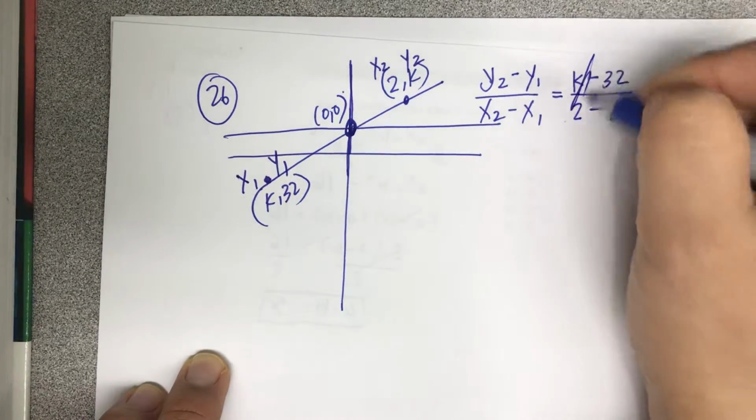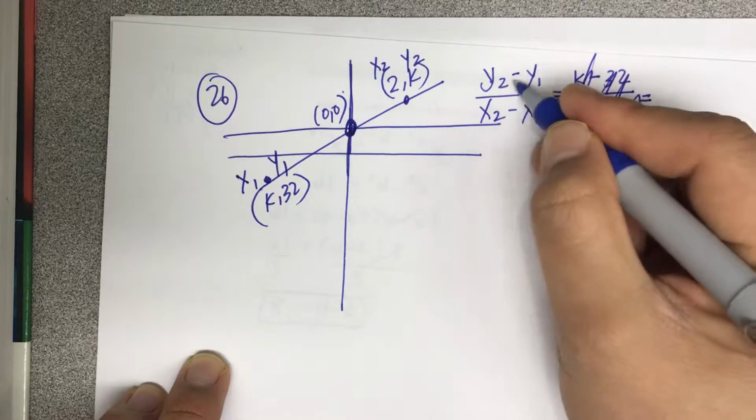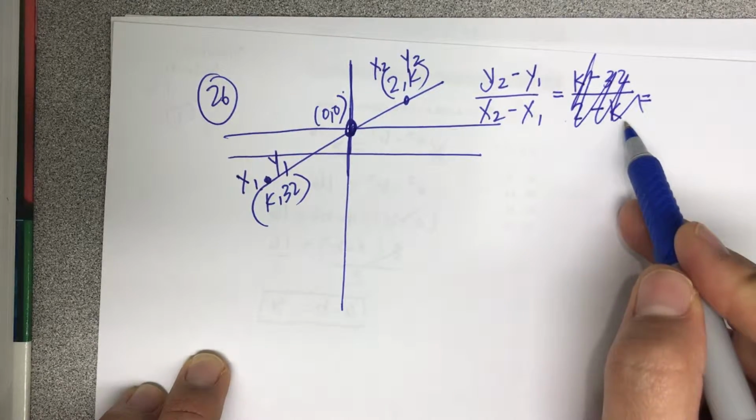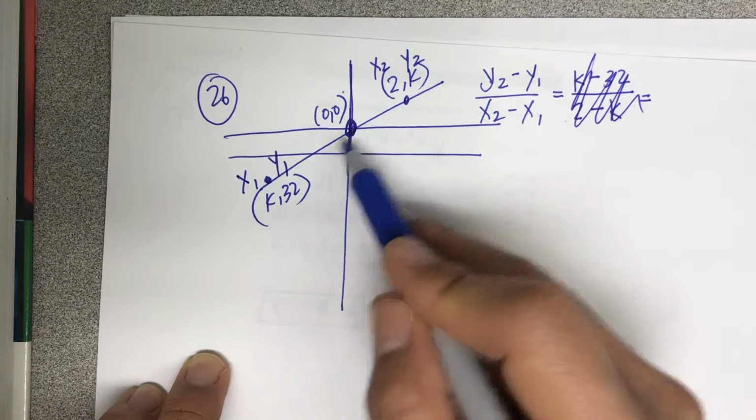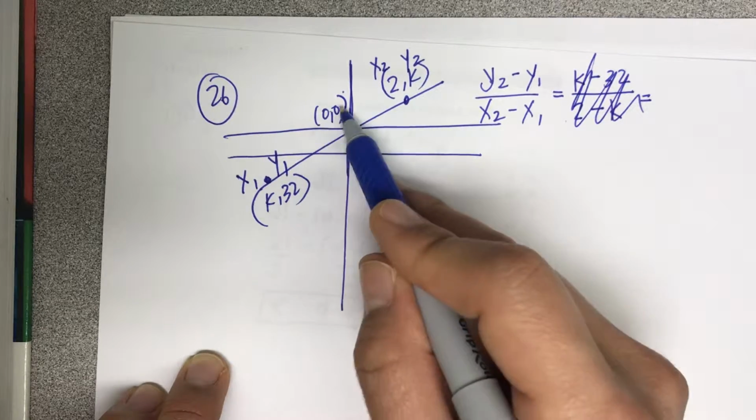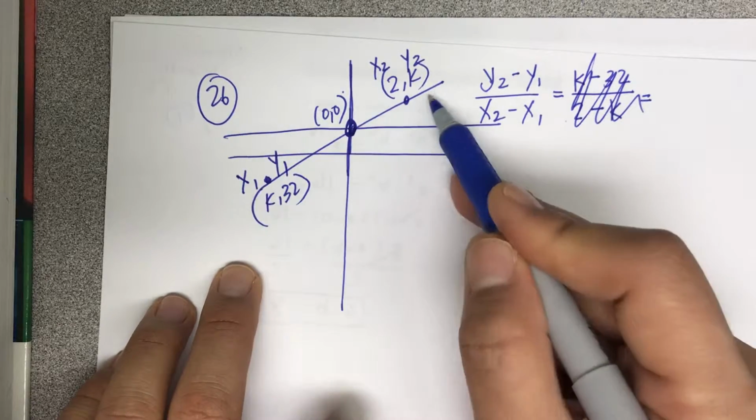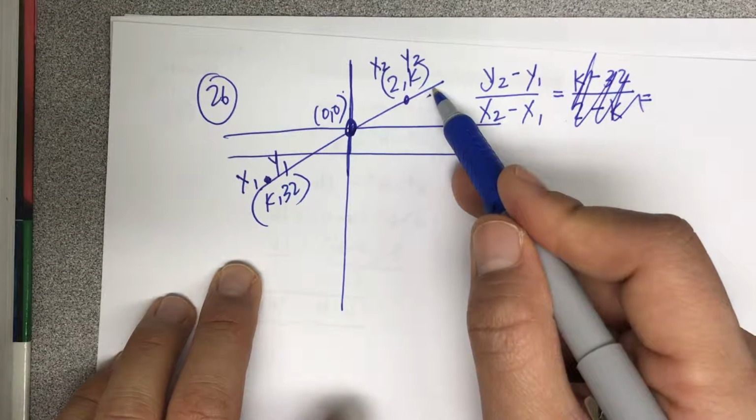Oh, I'm sorry, scratch that, everybody. See, when I did that, we're not going to get anywhere. What I have to do instead is use this line with (0, 0). Because we know that the slope is going to be the same because it's on the same line.